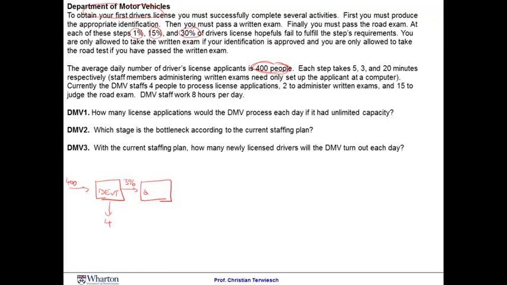So the second step then, examination, we said 85% are able to do the written exam, and 15% of those 396 are failing. So 396 times 15%, if my math is correct, is 59.4, which then leaves us with 336.6 people who actually want to take or are allowed to take the road exam.